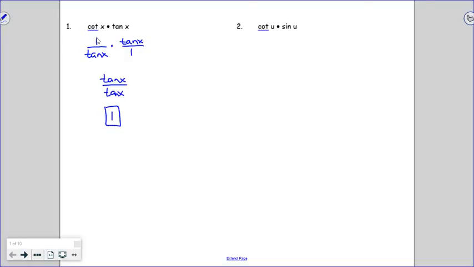In the second one, I may consider flipping to sines and cosines, cotangent being cosine of x over sine of x. Because it is multiplication, I am able to cross off and cross my fractions here, leaving me with just cosine of x.